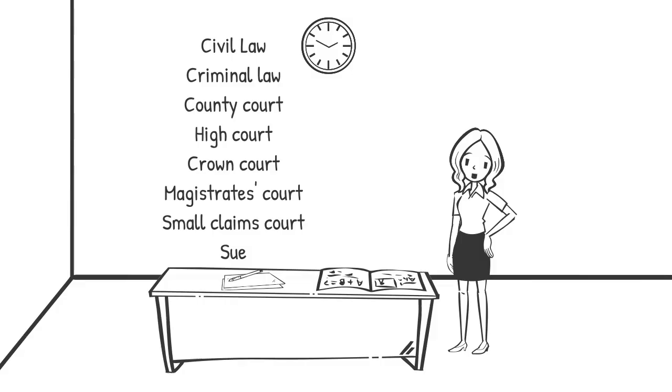County court is a local court that has limited powers in civil cases. High court is the court where judges hear cases on serious crimes. Crown court are courts held in towns in England and Wales where judges hear criminal cases. Magistrates Court is a court held before two or more public officers dealing with minor crimes. Small Claims Court is a local court, which hears civil cases involving small amounts of money. Sue means to make a claim against someone or something.